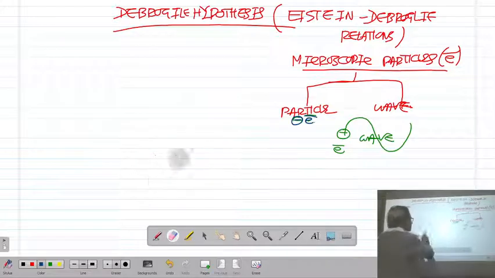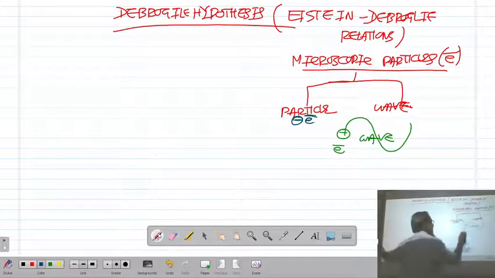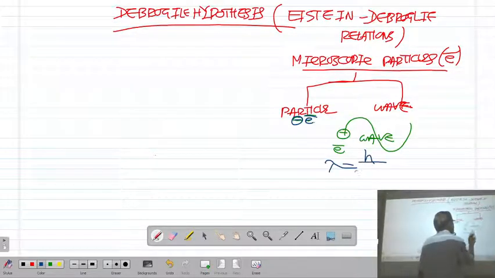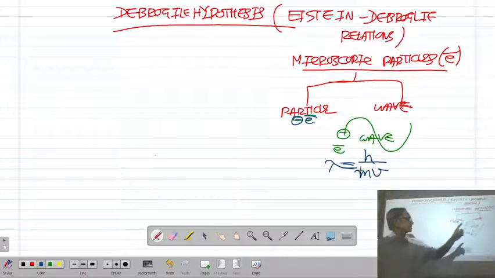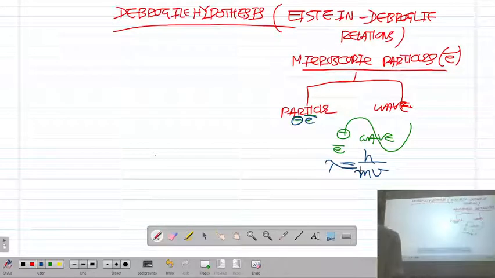The de Broglie wavelength of this wave we know very well, that is lambda is equal to h upon mv. The de Broglie wavelength of this electron is lambda is h upon mv. m is the mass of the electron, v is the velocity of the electron. Now, what is the Einstein de Broglie relation?